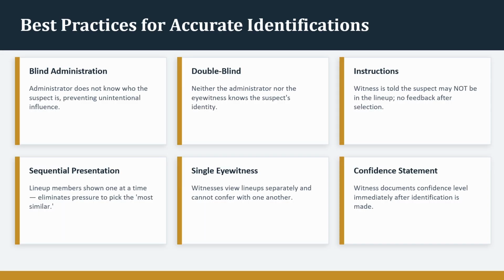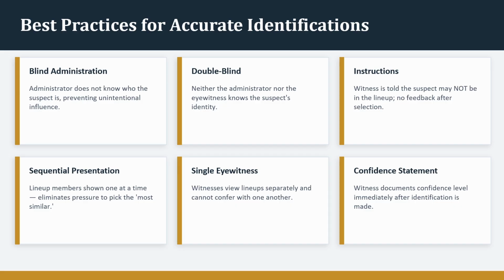Given everything we now know about why identifications go wrong, researchers, the Department of Justice, and the American Bar Association have proposed a set of procedural reforms designed to reduce the risk of misidentification. Several states and cities have adopted some or all of these recommendations, though the majority of police departments in the United States have not fully implemented them. The first reform is blind administration.